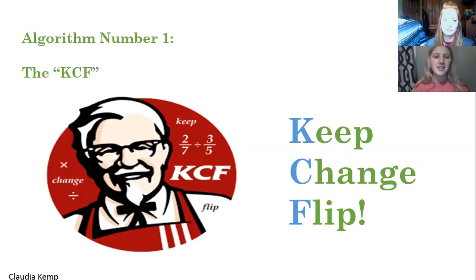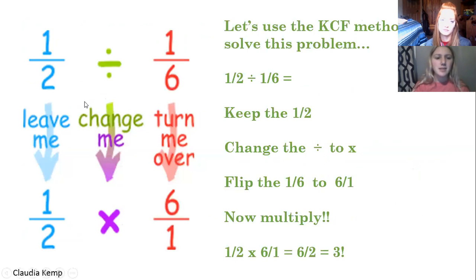The first one is called KCF, kind of like KFC. It's the keep, change, and flip algorithm. So you keep the first number, you keep the first fraction, you change the division sign, and then you turn over the second. You flip the second.